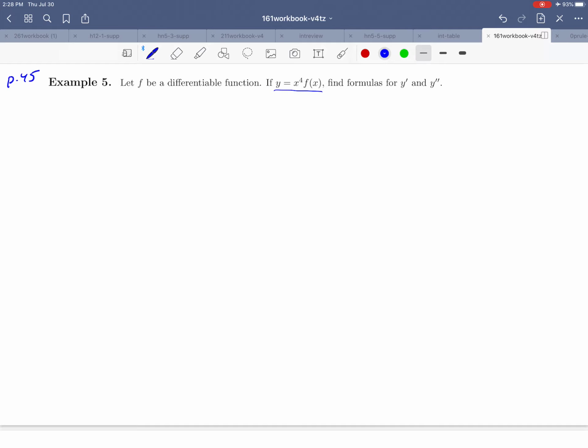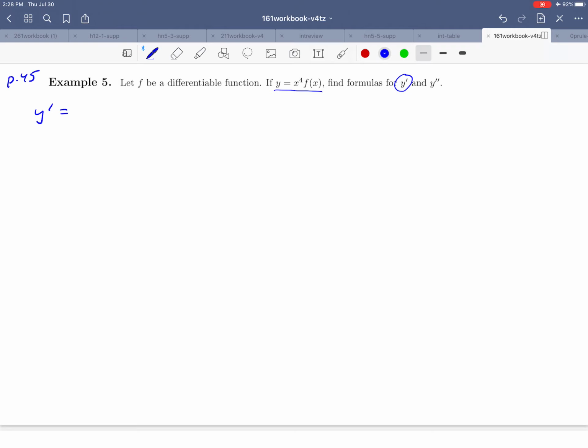Okay, what makes this kind of an interesting problem is the fact that we don't know what the function f is. It's an unknown function. And so the answers that we come up with here are going to be in terms of this function that we don't know. Okay, so let's start with the calculation of the first derivative, y prime. Just think about how we might go about that.